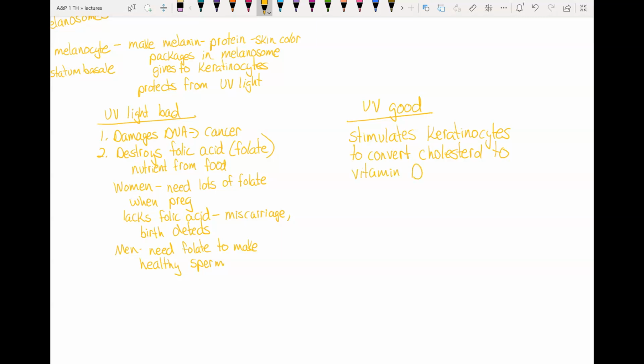So I emphasize that it's your skin converting cholesterol to vitamin D because sometimes people want to think that you absorb vitamin D from sunlight. That is not true. There are no vitamins in sunlight. Please do not make yourself sound like an idiot and go walking around saying, oh, you absorb vitamin D from sunlight. No, you don't. The sun stimulates you to convert the cholesterol you ate to vitamin D. There are no vitamins in sunlight.